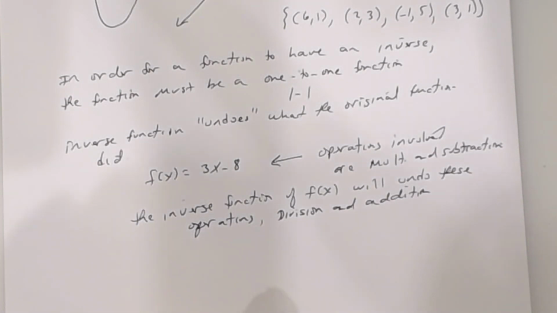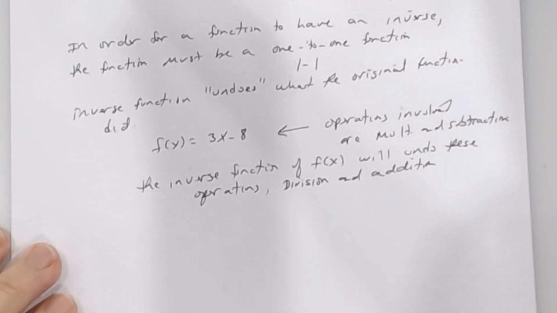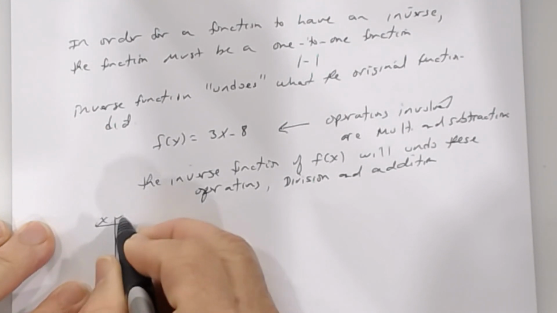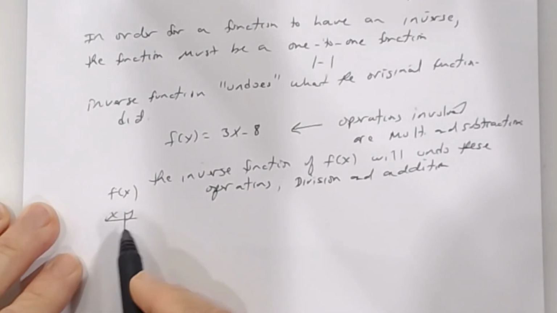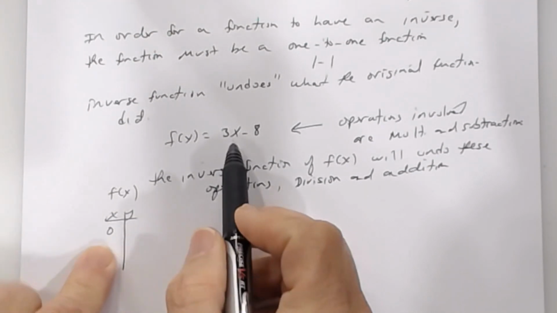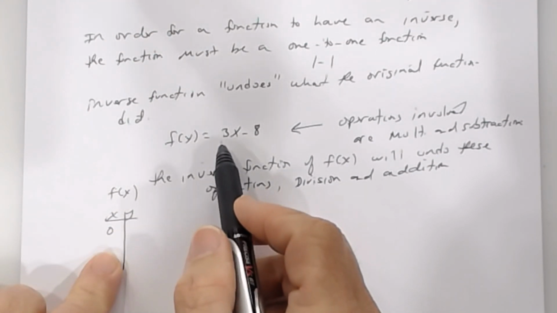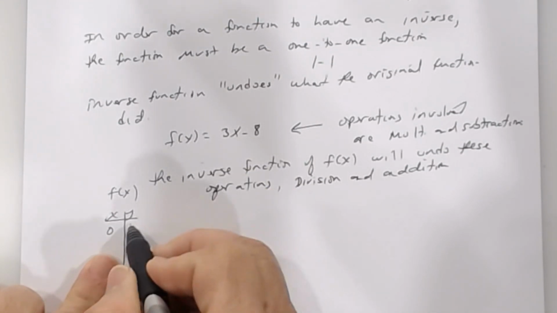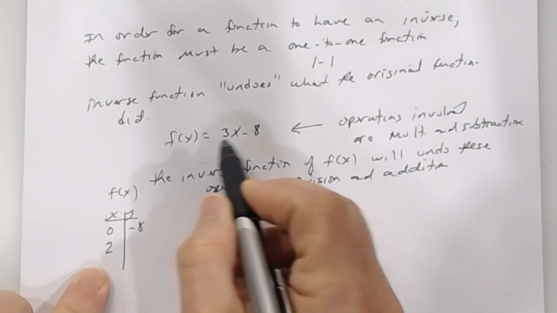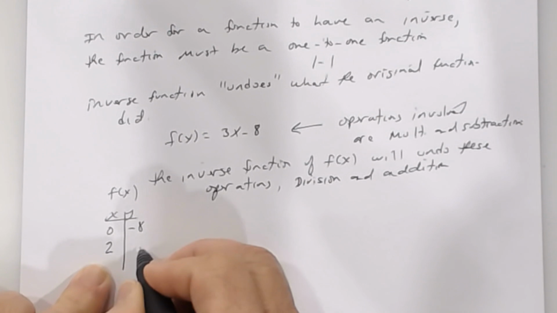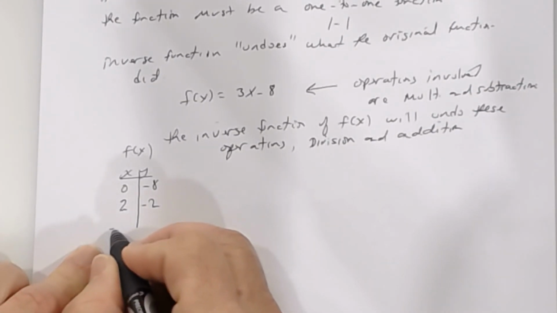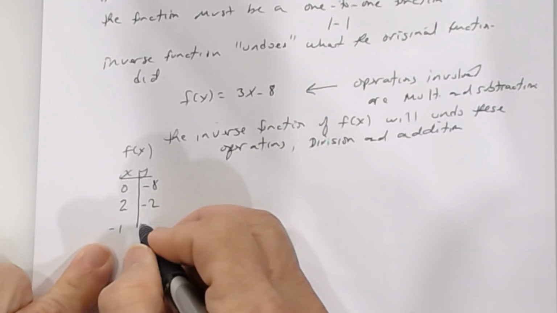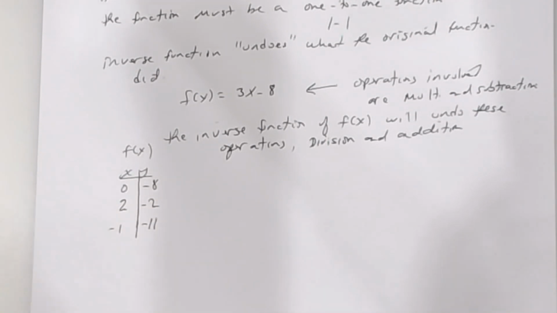All right, so I'm just going to do a t-table right now. I'm going to come back to it if we have time. If not, we'll come back to it tomorrow. But let's look at this t-table for f of x. If x is 0, then when I plug in the value of 0 for x, I'm going to multiply by 3. So 3 times 0 is 0. Then we subtract 8, I get what? If x is 2, 3 times 2 is 6. 6 subtract 8 is negative 2. If x is, let's say, negative 1, 3 times negative 1 is negative 3, and negative 8 is negative 11. Okay.